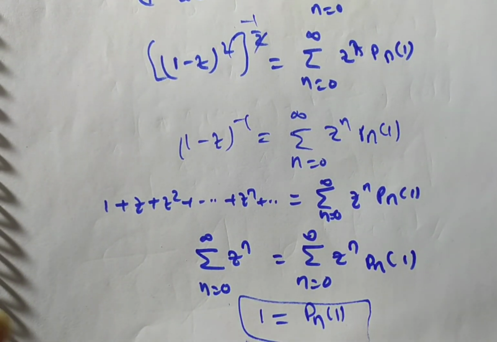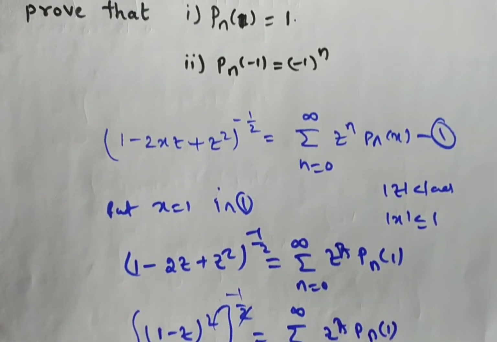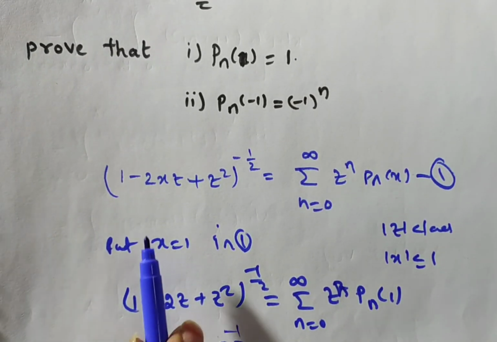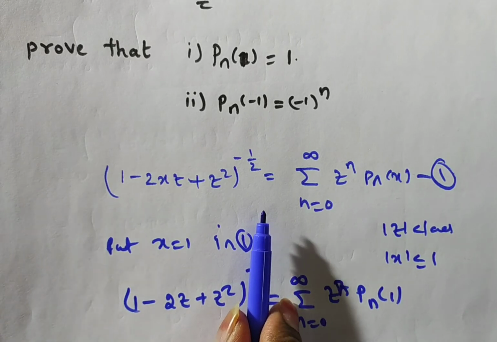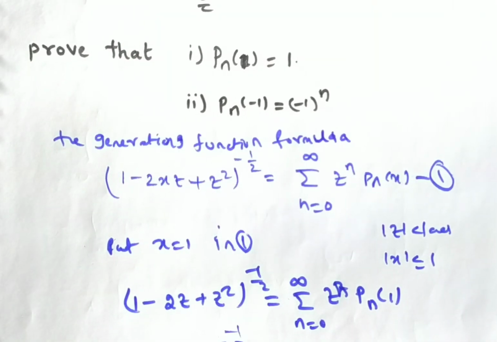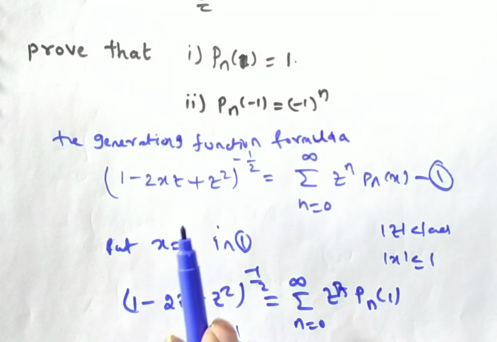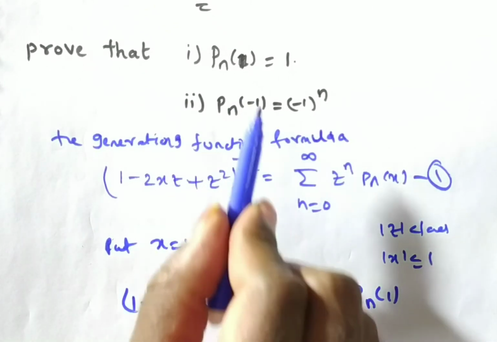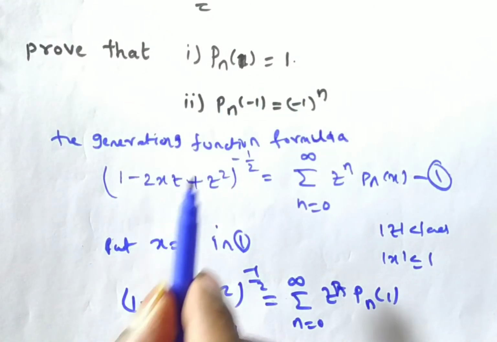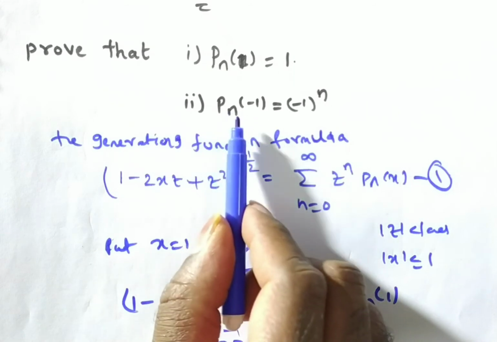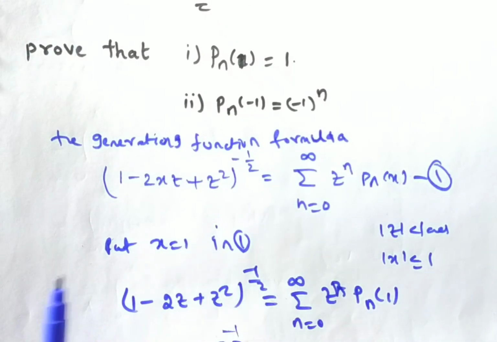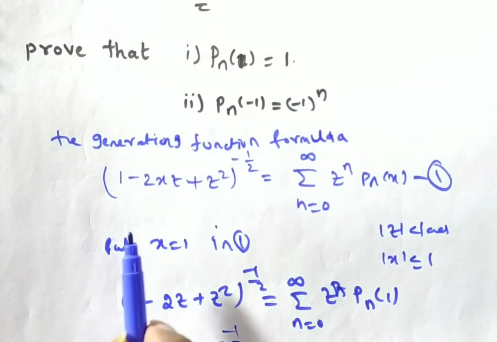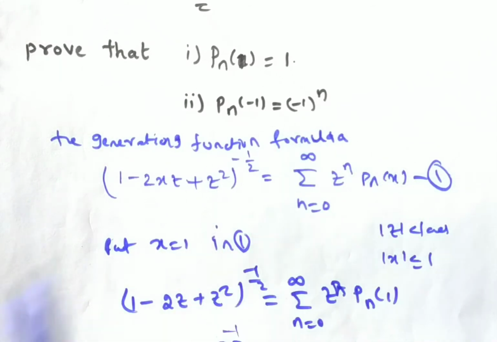So to prove Pn of 1 is equal to 1, first you have to know the generating function formula. In this formula we substitute x is equal to 1, then you will have Pn of 1. Now can you guess? I want Pn of minus 1. What do I have to substitute in equation number 1? Yes, in place of x I have to replace it by minus 1. That's it. Then you will have (minus 1) to the power of n.